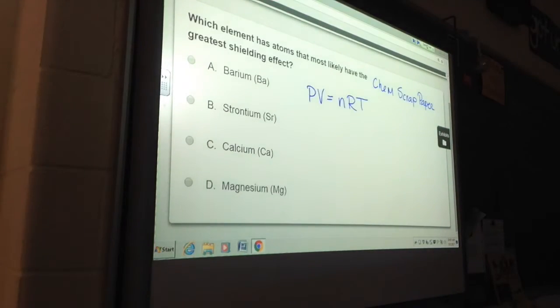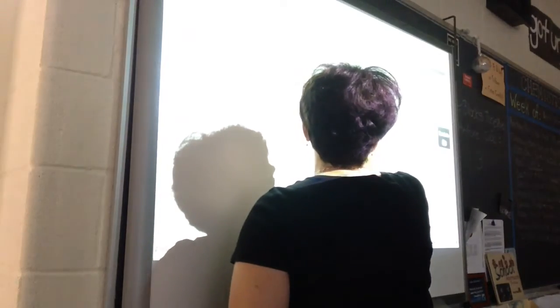Ideal gas law. PV equals nRT. Good. Where R equals 8.31 always. That's the ideal gas constant.